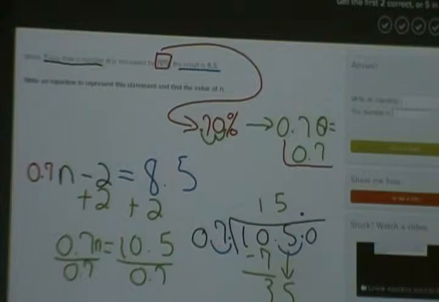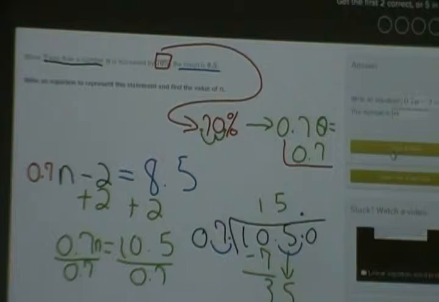Now, if we go and check, we write our equation in here as 0.7n minus 2 equals 8.5, and we go down here and write 15 and we click check. It's wrong. Huh.